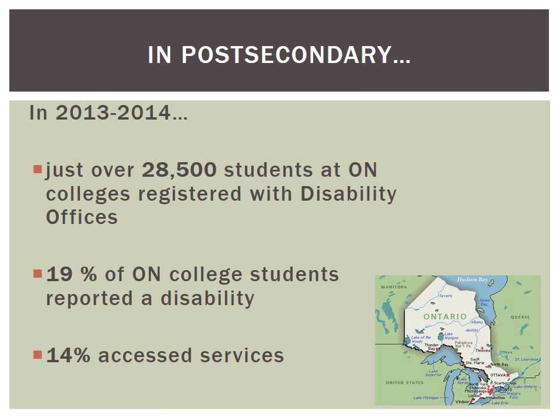Let's look at a little statistics. In post-secondary, in the year 2013-2014, just over 28,500 students at Ontario colleges registered with disability offices. 19% of Ontario college students reported a disability, and 14% accessed services. So we know that there are many students with disabilities who choose not to connect with disability services offices.